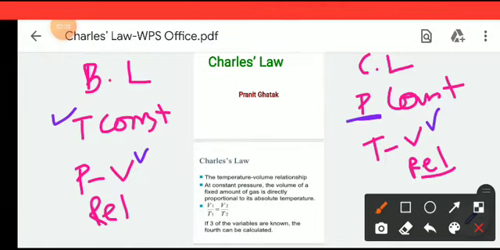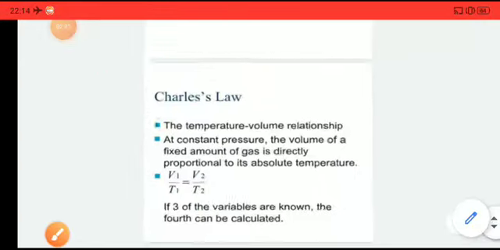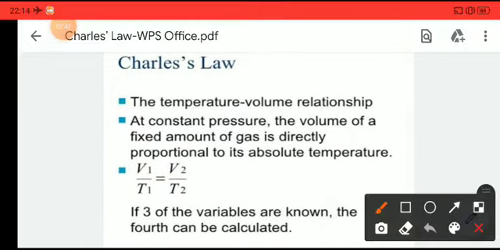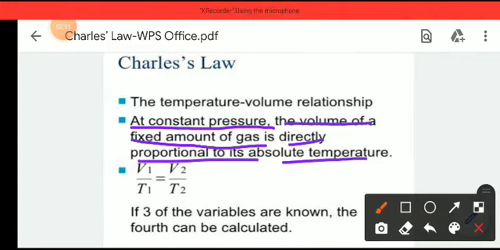We have already seen Boyle's Law in the previous classes. In today's class we're going to discuss Charles Law. According to Charles Law, at constant temperature, constant pressure, the volume of a fixed amount of gas is directly proportional to its absolute temperature. Let me repeat myself: at constant pressure, the volume of a fixed amount of gas is directly proportional to its absolute temperature.